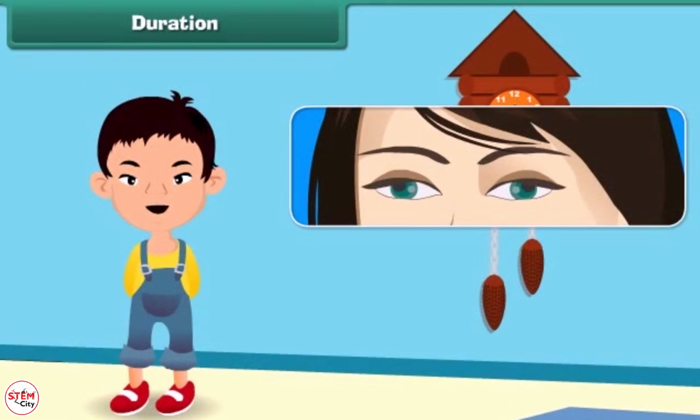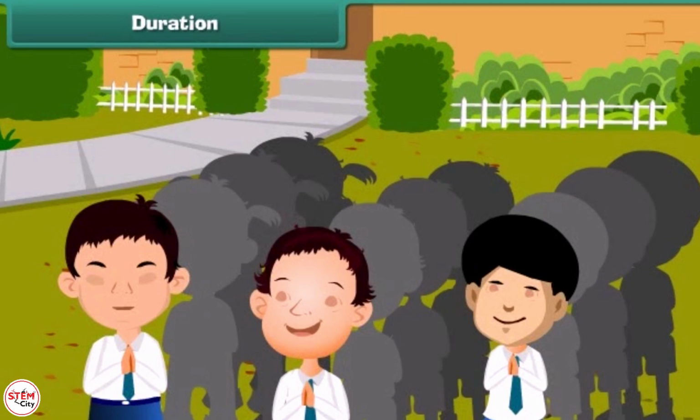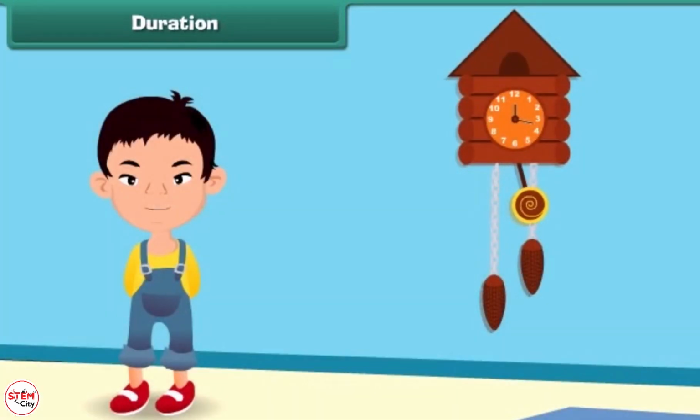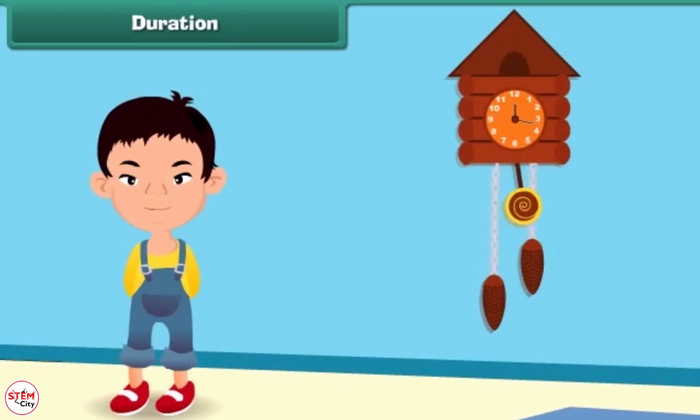Can you tell me how much time we take to blink our eyes? Yes, it takes only a few seconds. Similarly, when we touch a hot object, we take our hand back in a few seconds. But when we go for a morning prayer in a school, it takes a couple of minutes rather than a few seconds. Similarly, it takes hours to sleep at night. So we can say that some activities in our daily life take more time than others.